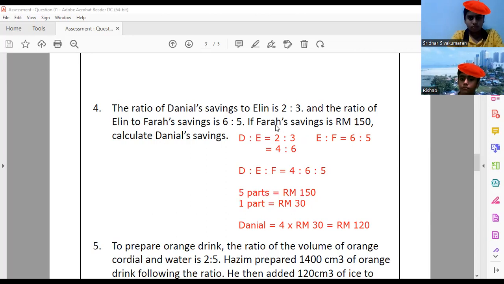Then we work on the question. If Farah's savings is 150, so 5 parts, this is Farah. 150, 1 part is 30. Daniel has 4 parts, so 4 times 30 is 120. Understood? Thumbs up if you can.